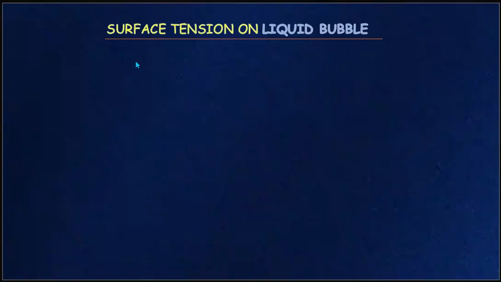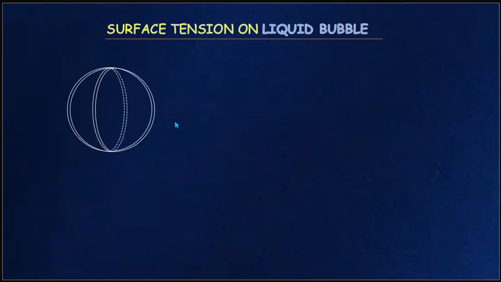So friends, now our next topic is to discuss the surface tension on a liquid bubble. So here this diagram shows a liquid bubble. In the case of a liquid bubble, air will be inside the bubble as well as outside the bubble. There shall be two interfaces. So we will have the internal surface of the bubble as well as the external surface of the bubble.